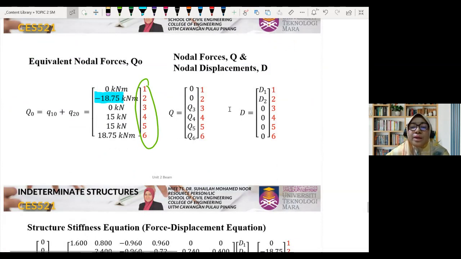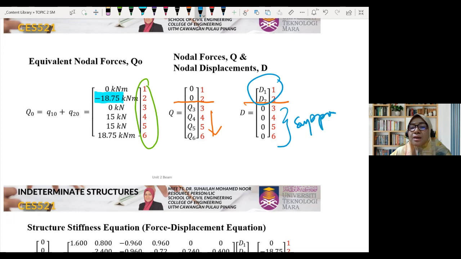Okay, so for Q, we will have Q1 until Q6. The unknown reactions are located in the constrained system, from Q3 until Q6. And for the unknown displacements, we have D1 and D2 located in the unconstrained system. So D3 until D6 is equal to 0 because of the support.